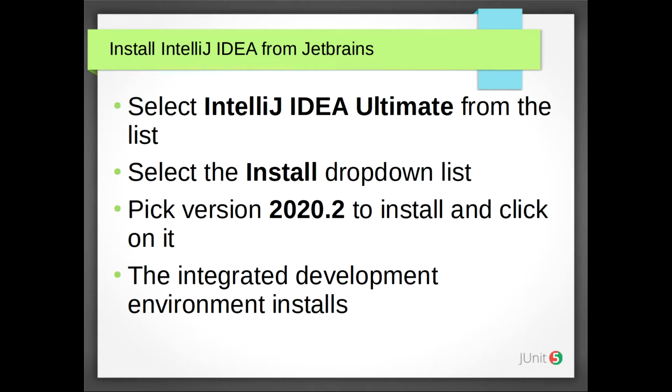Install IntelliJ IDEA from JetBrains. Select IntelliJ IDEA Ultimate from the list. Select the install drop-down list, which is to the right of the IntelliJ IDEA Ultimate item. Pick version 2020.2 to install and click on it. Alternatively, you may pick the release version, which is the latest, but do not pick early release version or release candidate. The integrated development environment installs.